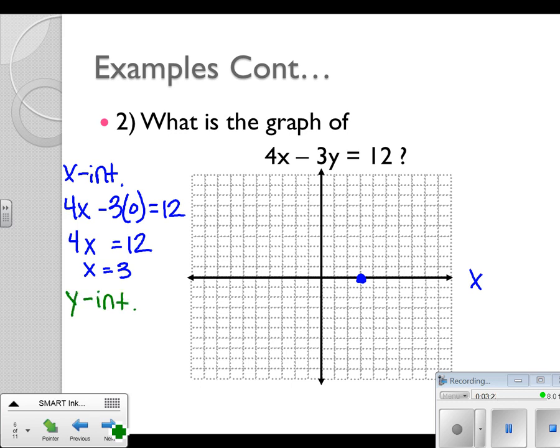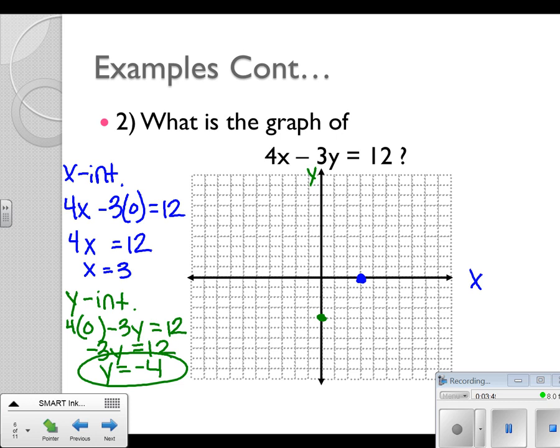So I'm going to replace the x with 0, and then solve for y. So at y equals negative 4, down 4 on the y-axis here. So we started by finding our x. That ended up being at 3, 0. Then we found our y, which is at 0, negative 4. And then you can connect the 2 points, and there's our line.